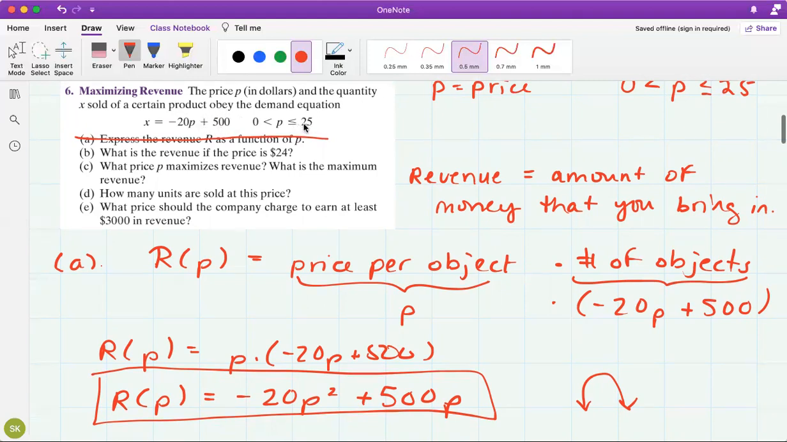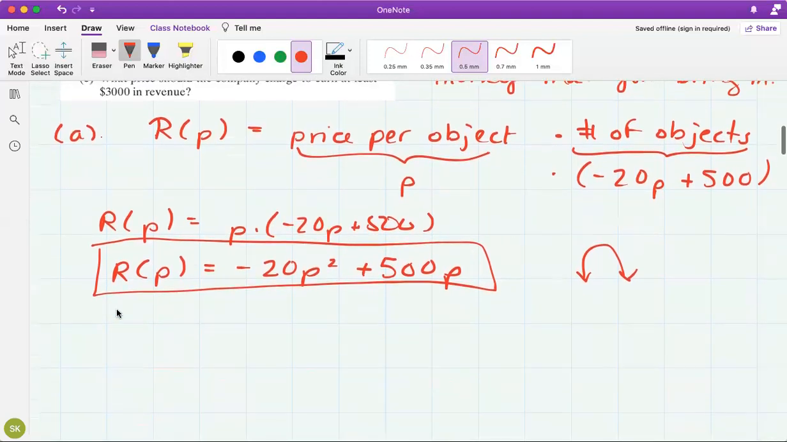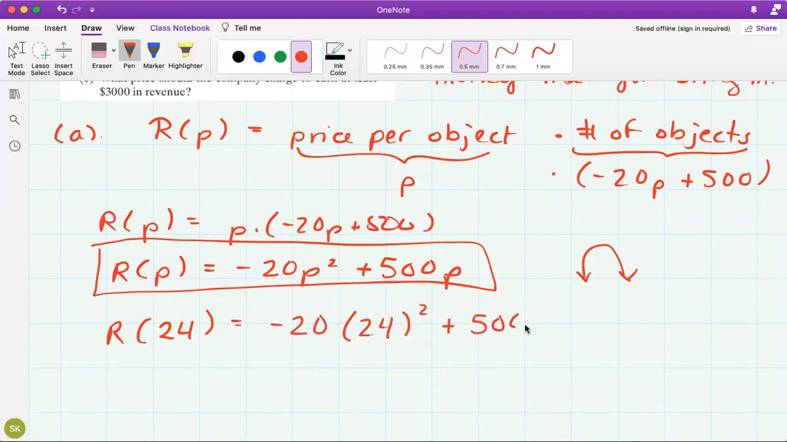So 24 is really close to 25. So let's see what happens. What is the revenue if the price is $24? So what we're going to do is plug in 24 for P. So -20 times 24 squared plus 500 times 24. So get out a calculator.